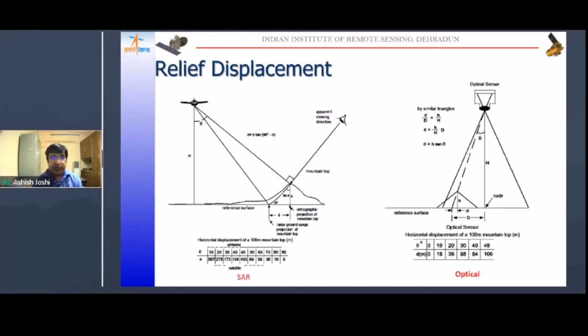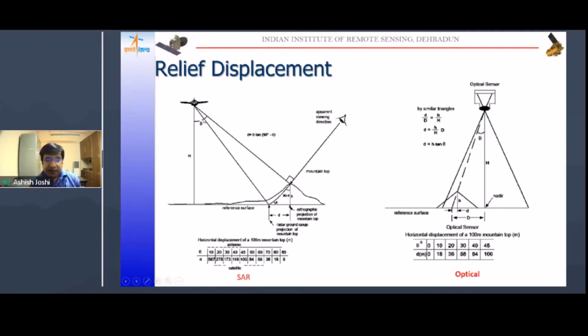So you can see there will be relief displacement in both optical and SAR sensors. But in the optical sensor, it will be lesser. In the SAR sensor, it will be higher. The formula of the relief displacement in the SAR sensor is S cot theta, and in the optical sensor, it is S tan theta.